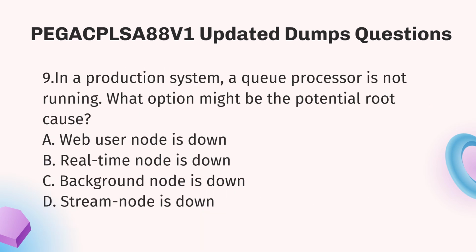9. In a production system, a queue processor is not running. What option might be the potential root cause? A. Web user node is down. B. Real-time node is down. C. Background node is down. D. Stream node is down.